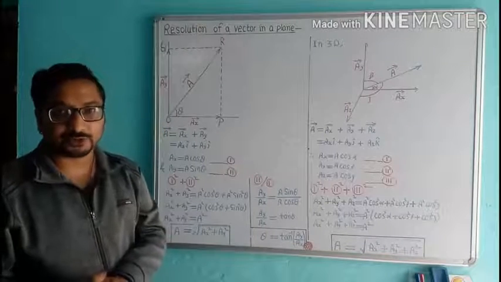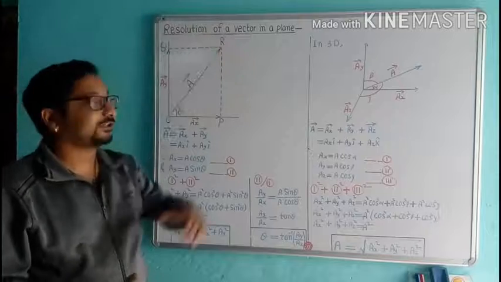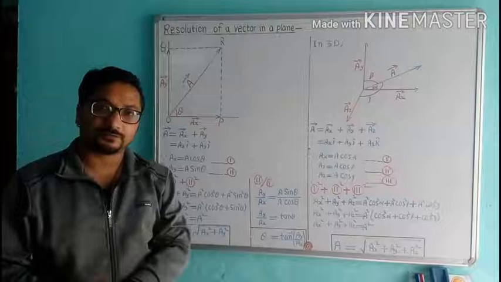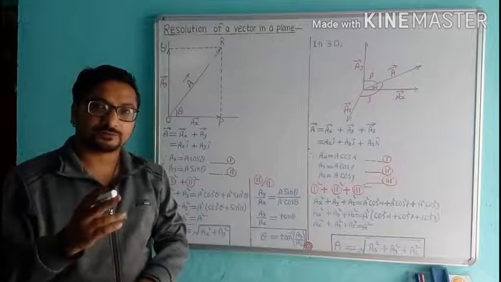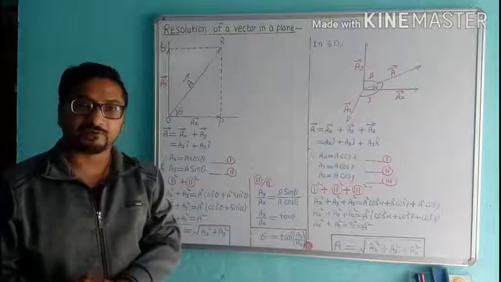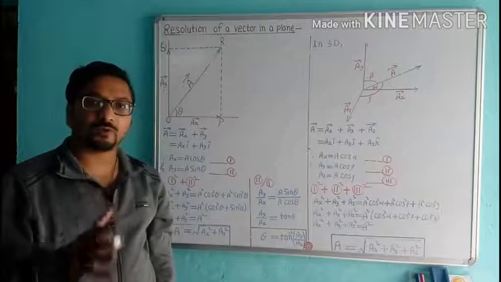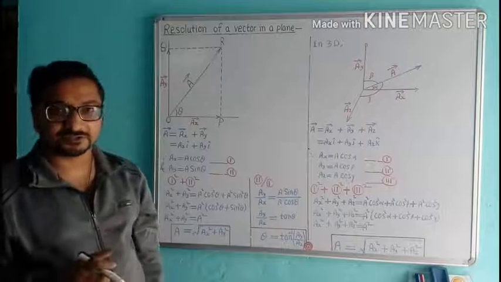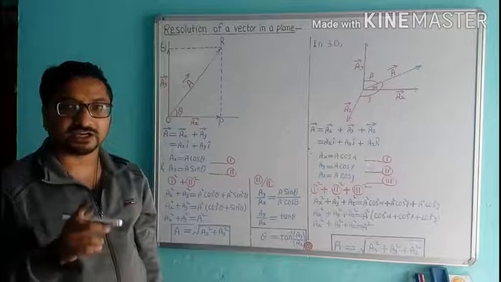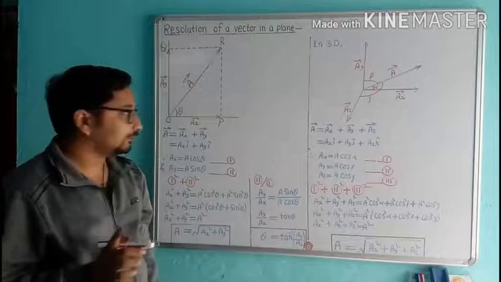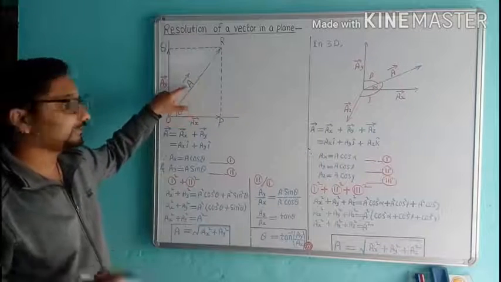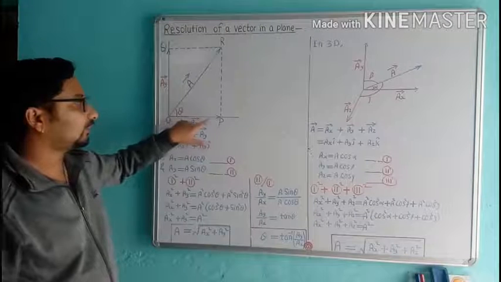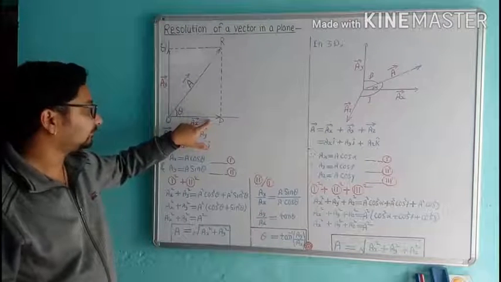Today we will discuss an important topic, resolution of a vector in a plane. Now, resolution of a vector is the process of splitting off a single vector into two or more vectors which together produce the same effect as is produced by a single vector alone. Okay. Now, suppose this is a vector A which makes theta angle to the x direction.